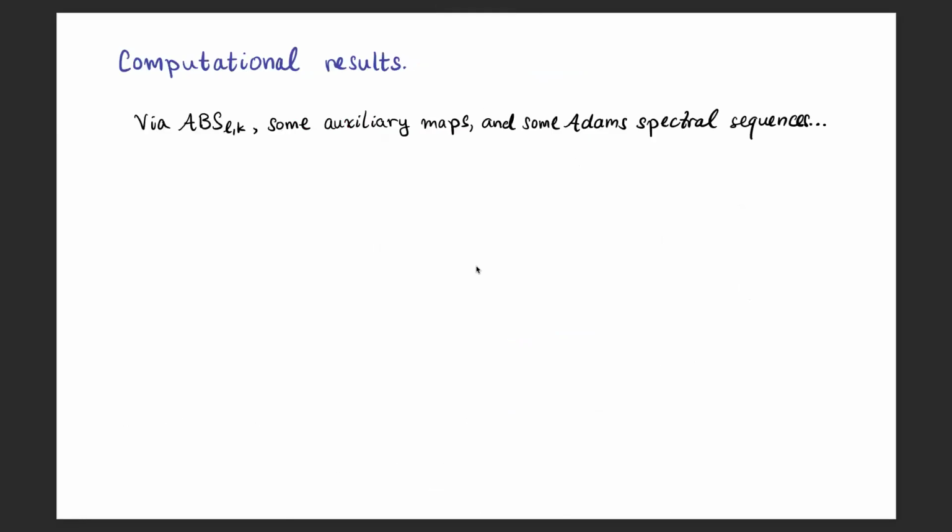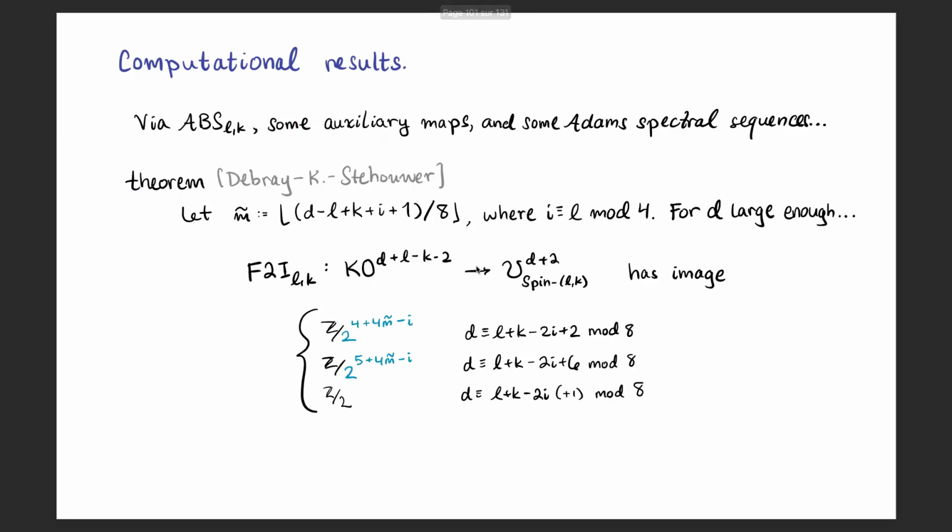Okay. So now let me return to the computations that I started with. So once we had this ABS L,K defined, you can dualize it. That's getting us from some K-theory group to some invertible field theories with some twisted spin structures. We use some auxiliary maps to compute here, and then we use the Atiyah-Hirzebruch spectral sequence, and we were able to compute this result here. So now you can see this K-theory group in dimension D with L many symmetries squaring to +1, K many symmetries with the opposite signature, landing in spin L,K invertible field theories. This is the computation we got. This is the result we got.